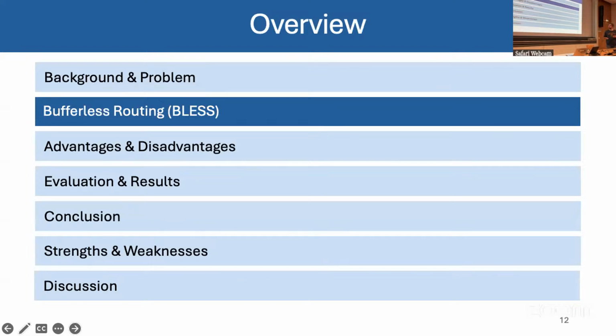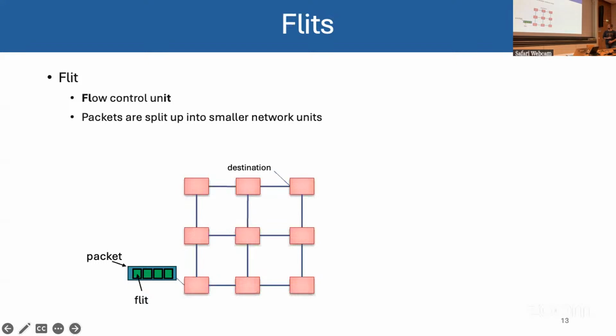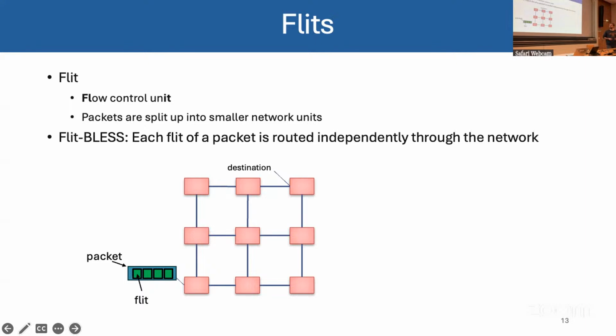With these concerns in mind, let's look at the mechanism of BLESS. In lots of different NoC designs, network packets are split up into flits, smaller routing units. And in our base algorithm, FLIT-BLESS, each flit is routed individually through the network. Each flit of a packet is routed individually and then reassembled at the destination.